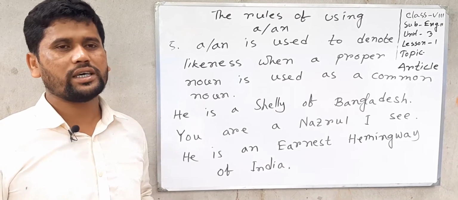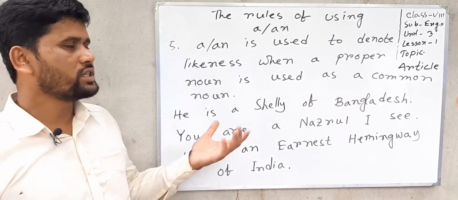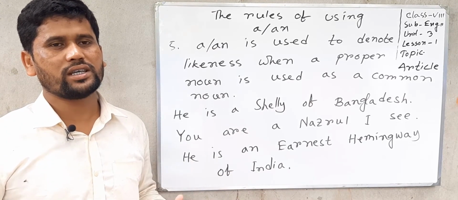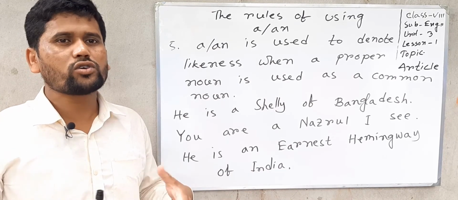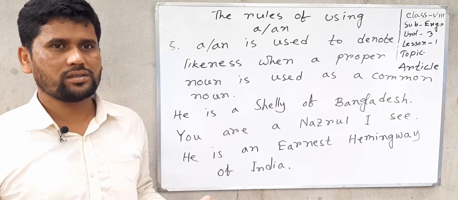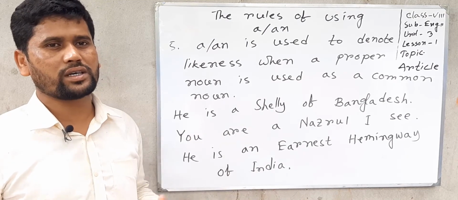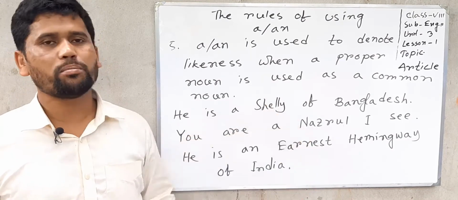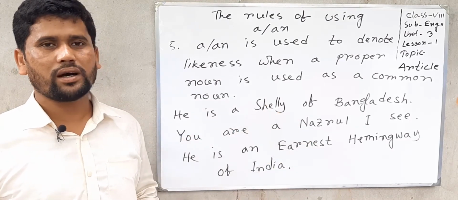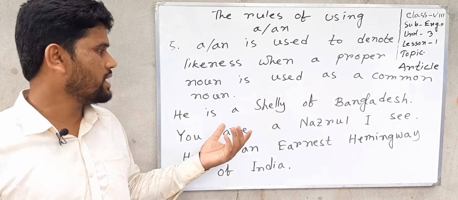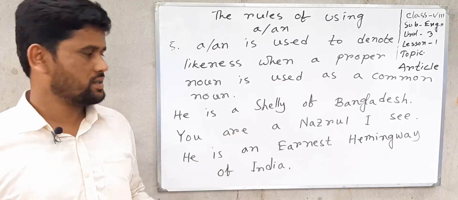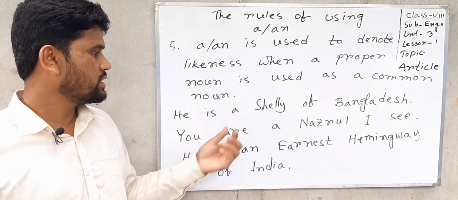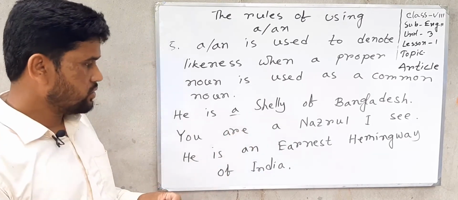We use a or an to denote likeness when the proper noun is used as a common noun. When we compare any proper noun to use as a common noun, we can use a or an before the proper noun. You see, he is a Shelly of Bangladesh. Shelly is the name of a specific person, but here Shelly is used as a common noun. Shelly indicates he. He is a Shelly of Bangladesh. So we use a.